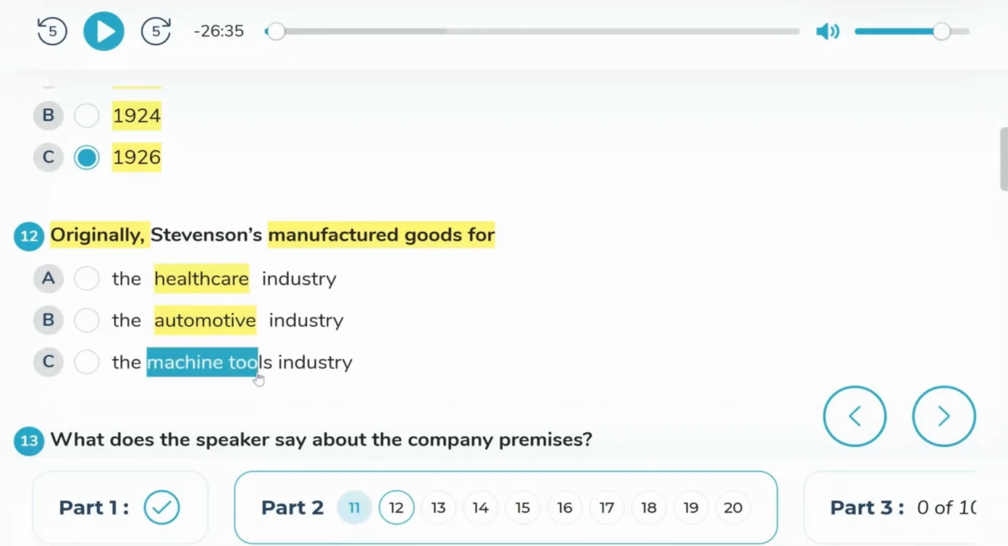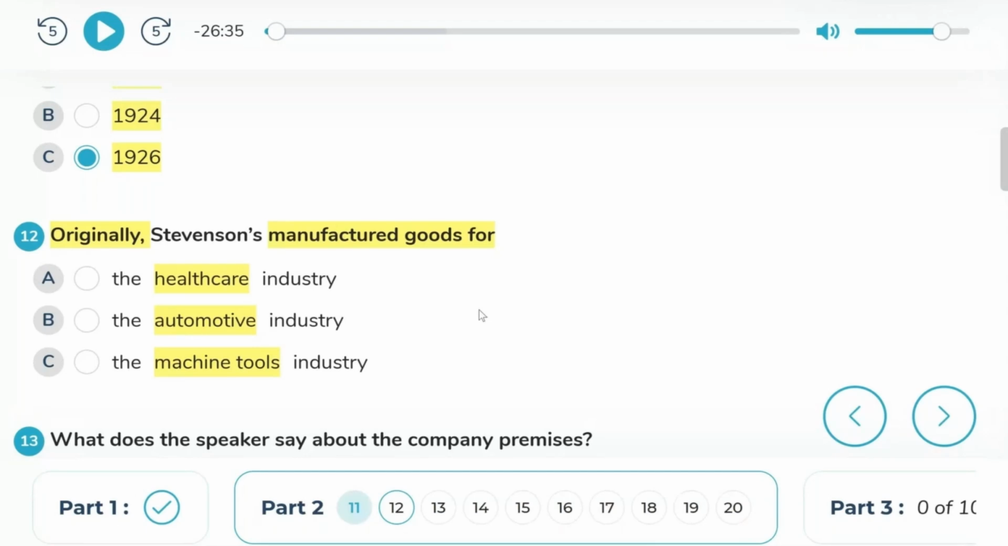So when they started, originally means when the company started, what did they do? They manufactured goods for what or for whom? This is what you need to find. Okay, so please listen and answer. And again, they say this is what we did in the first 5 years, right? So this is what we did in the first 5 years means originally they manufactured goods for what? Healthcare, automotive, or machine tools?